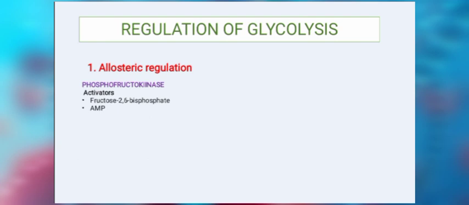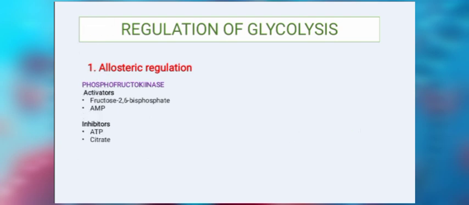When the level of fructose 2,6-bisphosphate goes up, it brings about activation of the phosphofructokinase enzyme, and this brings about activation of the glycolytic pathway. And also, when the level of AMP increases in the cell, it brings about activation of the phosphofructokinase enzyme, making the glycolytic pathway favored. AMP levels go up when the energy of the cell goes down, that is, when there is a low ATP level.